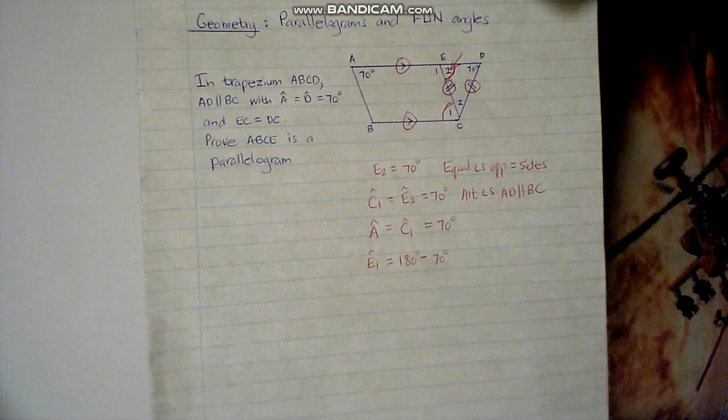We can see E1 is equal to 180 minus the 70 degrees, which was E2. So if we subtract E2 from 180, angles on a straight line, we can now find E1. E1 will be equal to 110, angles on a straight line.